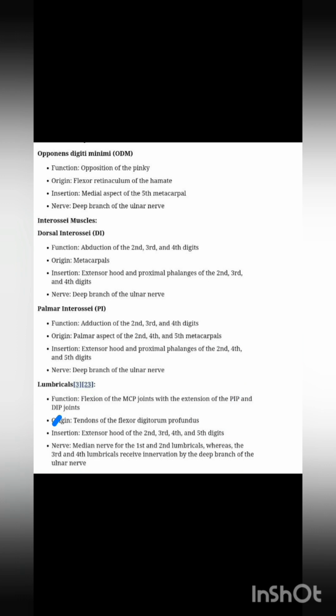Origin: tendon of flexor digitorum profundus. Insertion: extensor root of the second, third, fourth and fifth digits. Nerve supply: median nerve for the first and second lumbricals, whereas the third and fourth lumbricals receive innervation by the deep branch of the ulnar nerve.